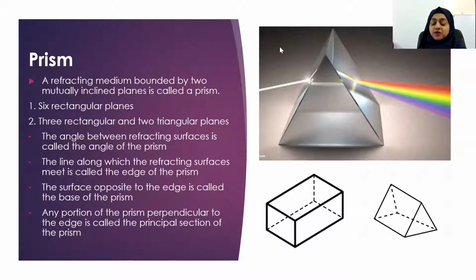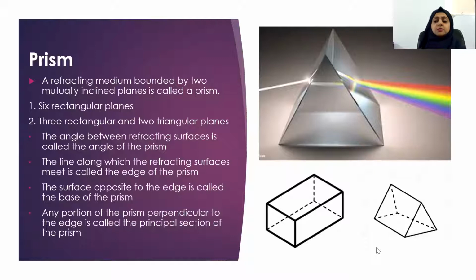Now, there are different types of prism. I will refer to two of them. One with six rectangular planes is called a rectangular prism, as you can see here. So this is a rectangular prism and it has six rectangular planes. But we will be learning in this chapter about the other prism which has three rectangular planes and two triangular planes, as you can see here. So we will be discussing here a prism having three rectangular planes and two triangular planes.